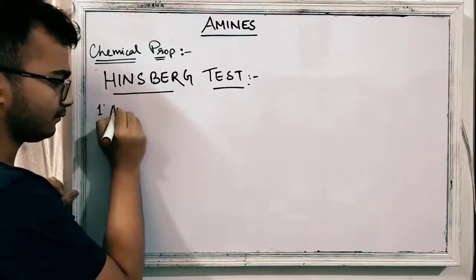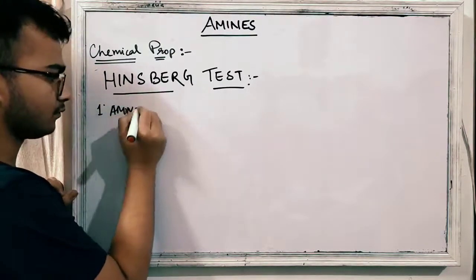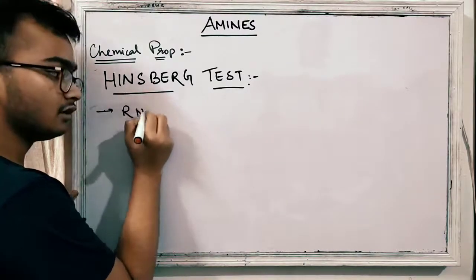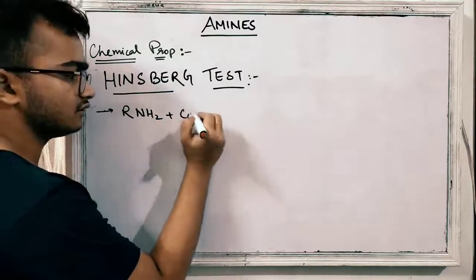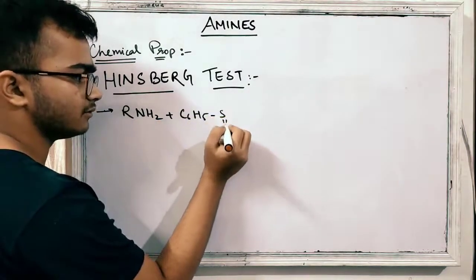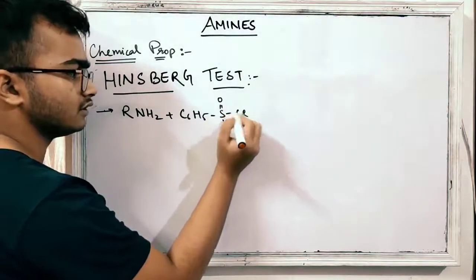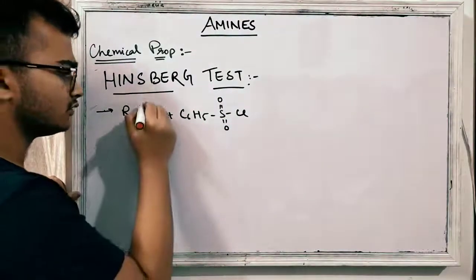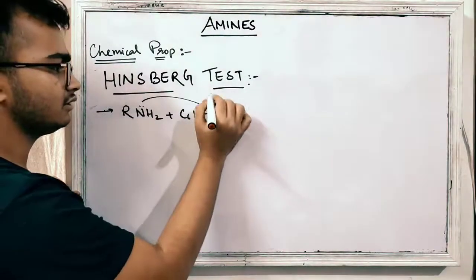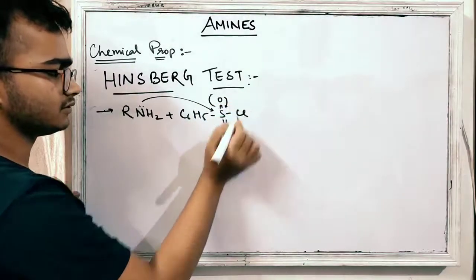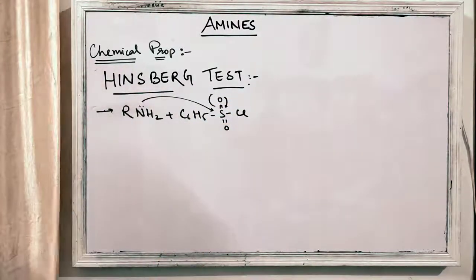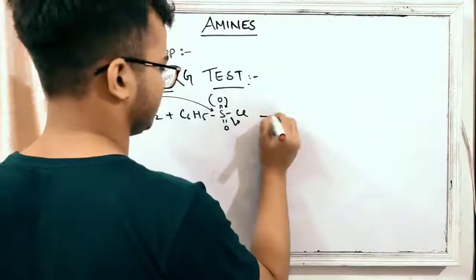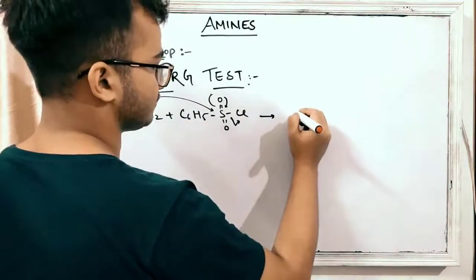So 1 degree amine, RNH2, plus C6H5 S double bond O, S double bond O, and Cl. So S is getting a positive charge over here because of the highly electronegative pull of the oxygen. So what happens? Nitrogen is attacking here. This opens up a bond, and this also opens up a bond, as a result of which the Cl is moving out.